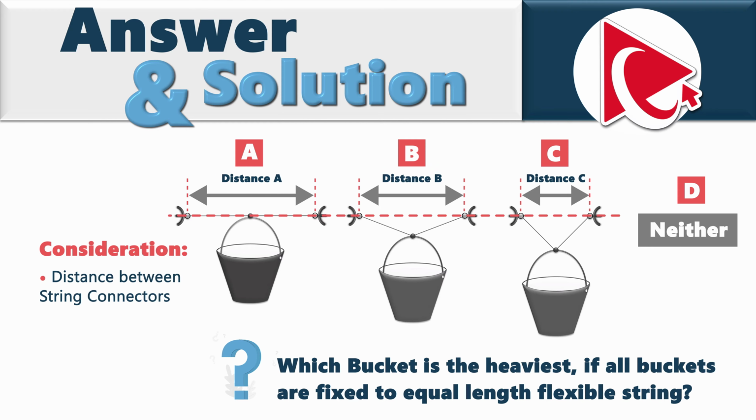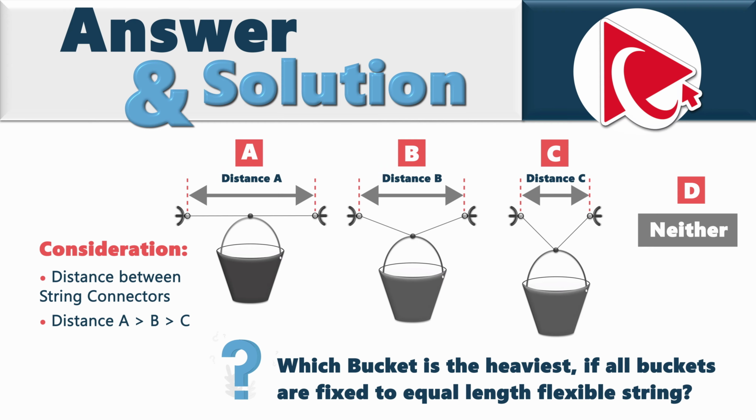This introduces another consideration here, because distance A for bucket A is greater than distance B, which is greater than distance C for bucket C. Because the distance shortens between the string connectors, and distance A is greater than distance B, which is greater than distance C, this might explain why bucket B and bucket C are lower still.